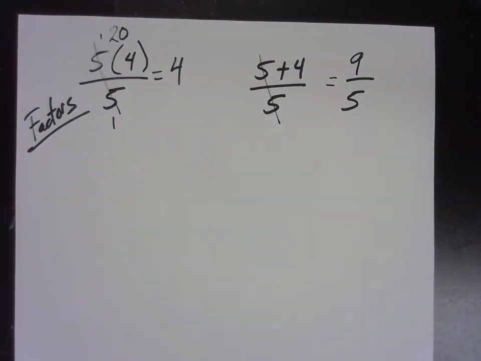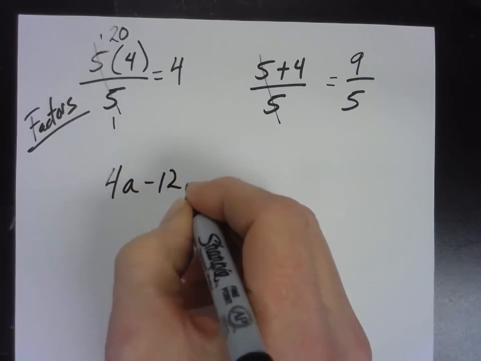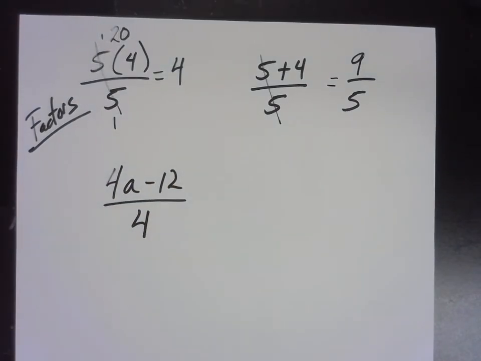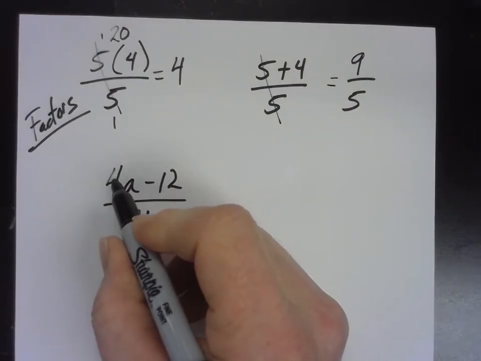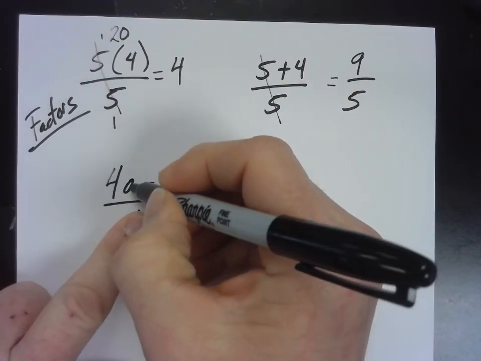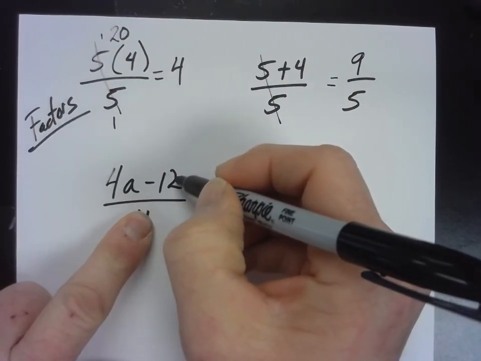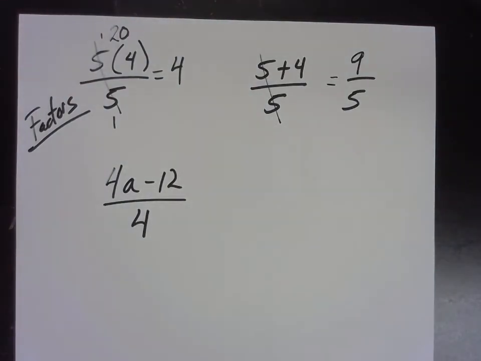So now, let me show you this one. 4a subtract 12 divided by 4. Can we cancel the 4s? Oh, I want to, though. But no, you can't. Okay? You cannot cancel those 4s. This 4 is not a factor of the entire thing that's being divided. It is a factor of a, but is it a factor of the negative 12? No. Okay, it's not a factor of that one. You can't cancel the 4s.